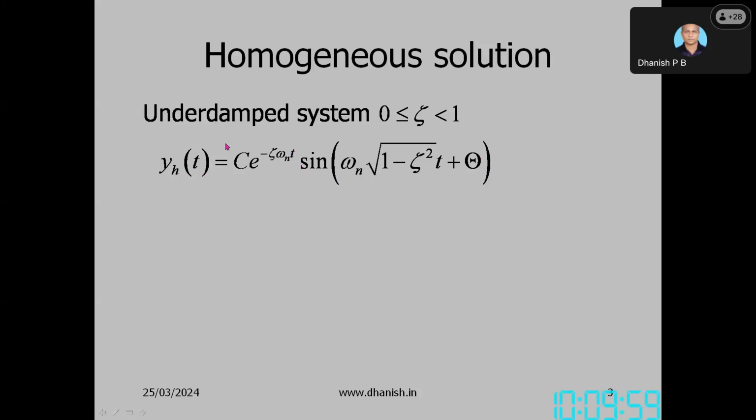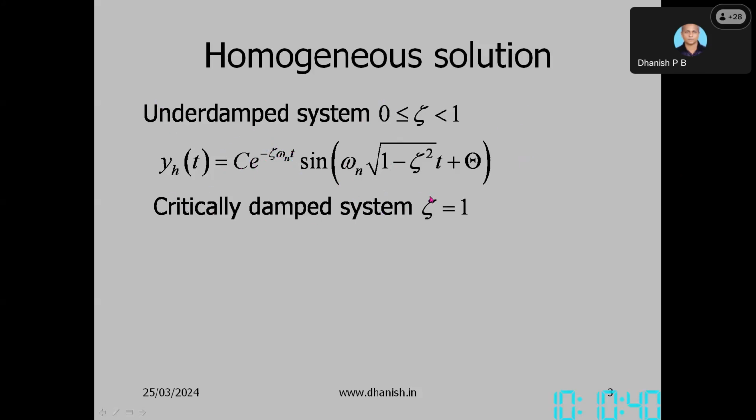We can see that this is of the form e raised to minus zeta omega n t, which is exponentially decaying. When t equals 0, e raised to 0 is 1, so this part is 1. And when t is infinity, e raised to minus infinity is 0, so it vanishes. So this is the transient part. That is the homogeneous solution.